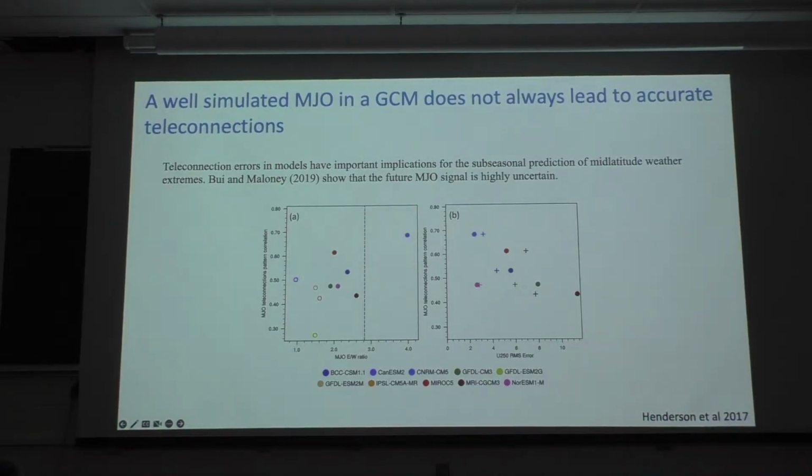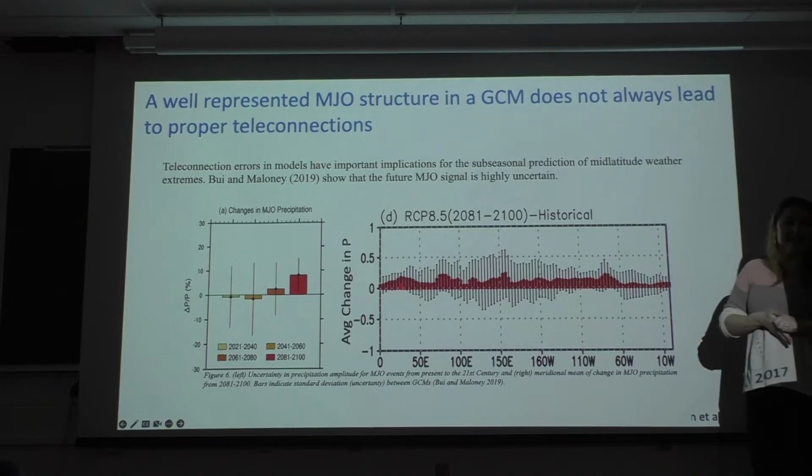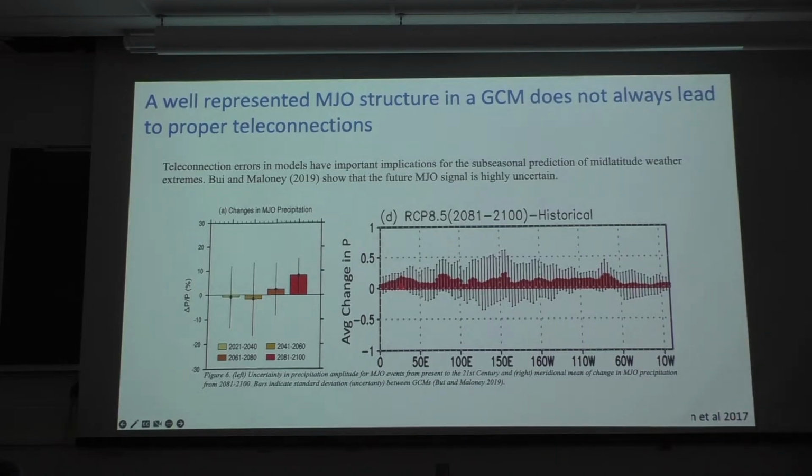So if you go on, this is a big deal, not only for understanding why some models have good MJO teleconnections and some have bad ones, but also because there's a lot of uncertainty as to what's going to happen to the MJO in a future climate. And if there's a lot of uncertainty as to what's going to happen to the MJO, then there's a lot of uncertainty as to what's going to happen to MJO teleconnections.